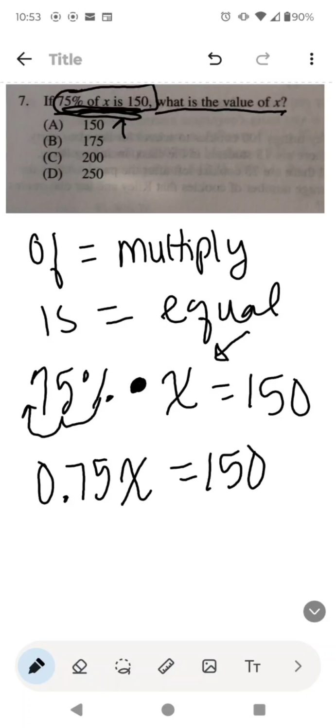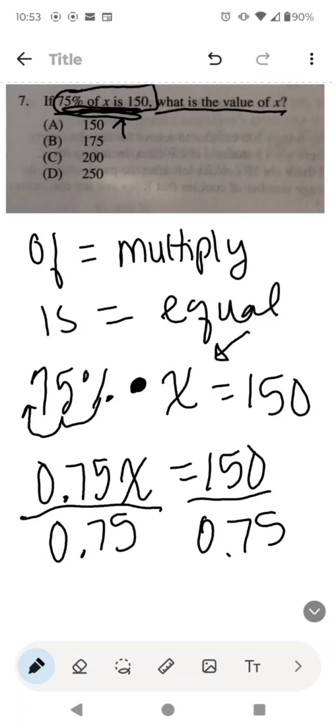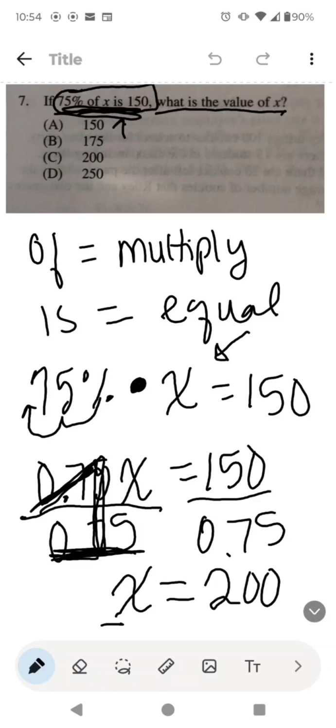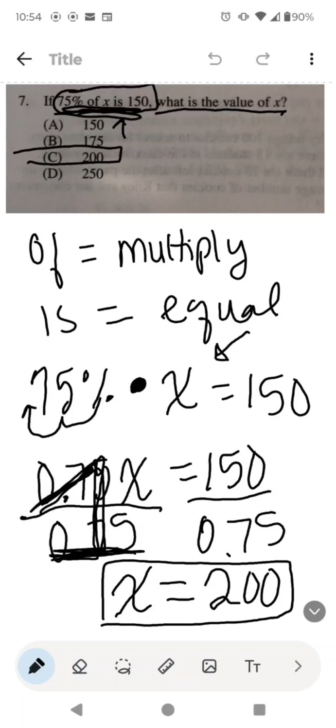How do I get x by itself? Inverse operation. Since I'm multiplying by 75 hundredths, I'm going to divide both sides by 75 hundredths. When I do that, over here it reduces down to a 1, and I'm only left with x because we don't have to write the 1. Now I have 150 divided by 75 hundredths, and what does that equal? It's going to be 200. So the value of x is C, 200.